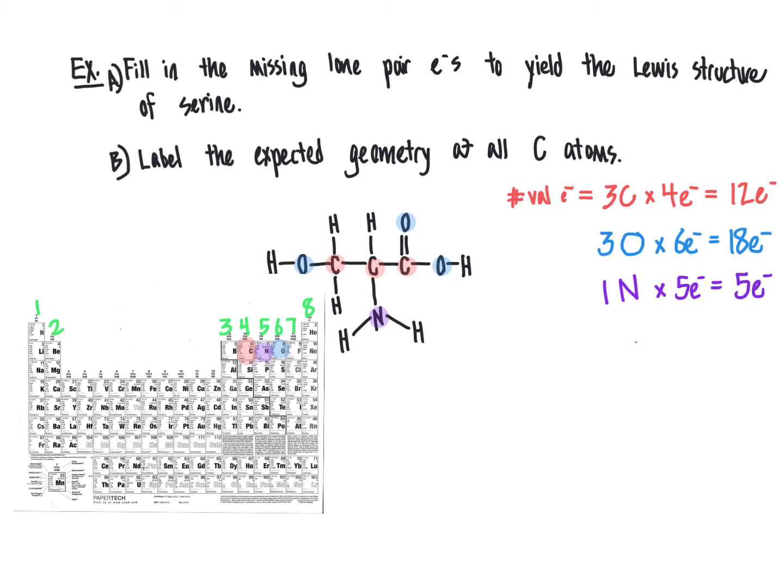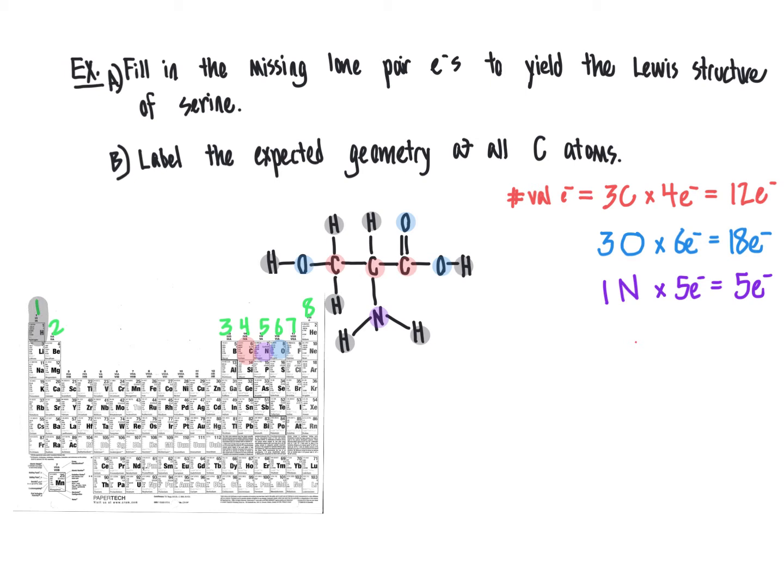Now we need to sum those up and add as well the number of hydrogen atoms that we have here, because each hydrogen is going to contribute one valence electron, since hydrogen is over here on the far left in the first column of the periodic table.